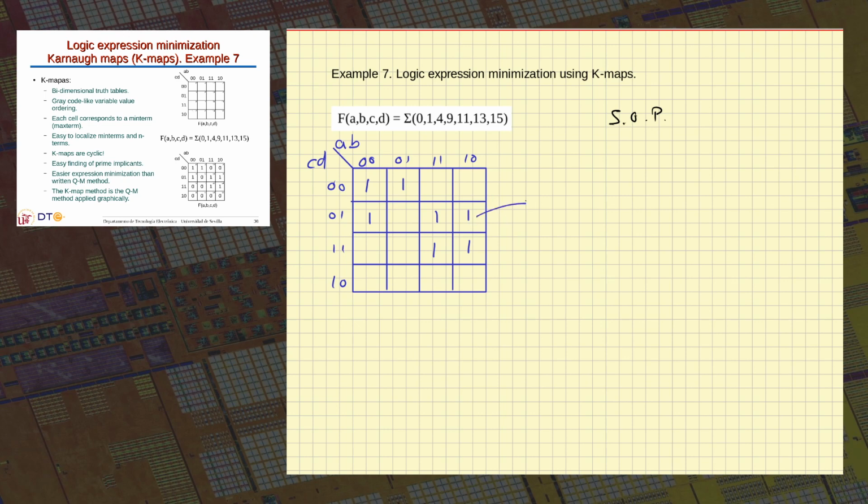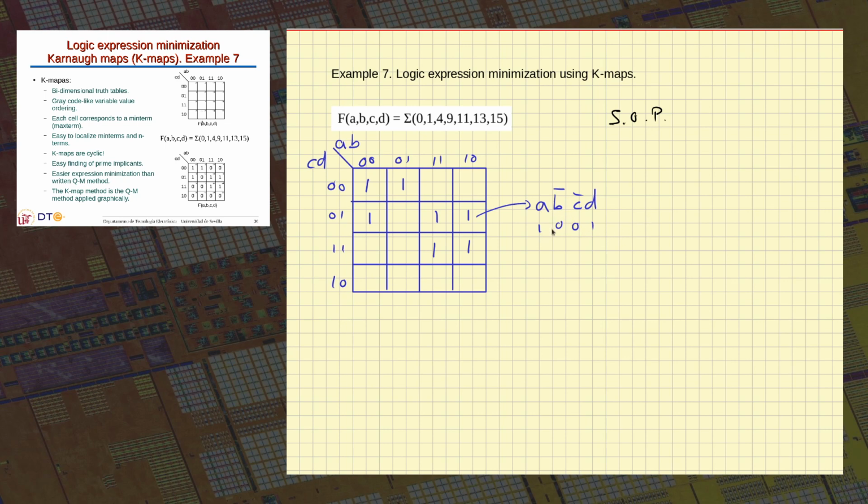For example, this minterm here is the minterm that is 1 when variables a, b, c, and d are 1, 0, 0, 1. It means that a must be 1, b must be 0, c must be 0, d must be 1. So to have a minterm 1 in this case, I need to complement b and complement c. So from here in the map, it's easy to see the minterm and the expression corresponding to any minterm.